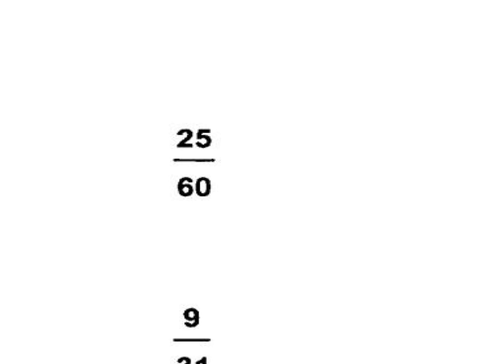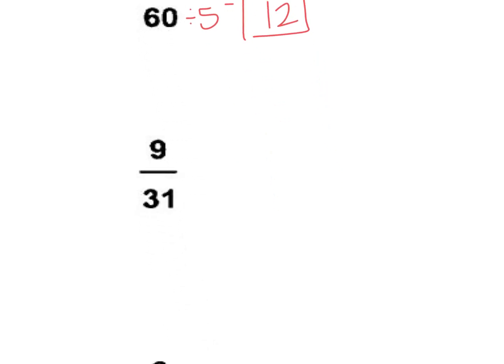Next row, 25 and 60. Well, I know they both can be divided by 5. So I'm going to divide top and bottom by 5. 25 divided by 5 is 5. 60 divided by 5 is 12. And then that's in simplest form.